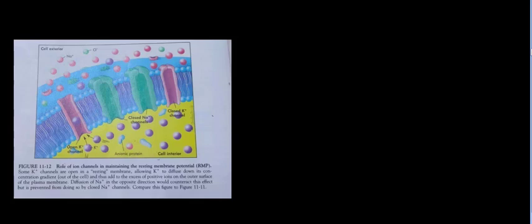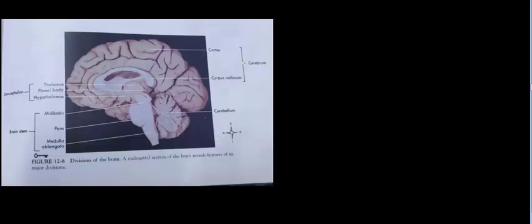Also the synaptic transmission, how a signal is transmitted from one neuron to another, and what the role of the neurotransmitter is. And next the most important part of our central nervous system, that is the brain, the different parts of the brain and their brief functions. And next we will see the cerebral cortex, the outer region of the brain, and the different functions of the different regions of the cerebral cortex.